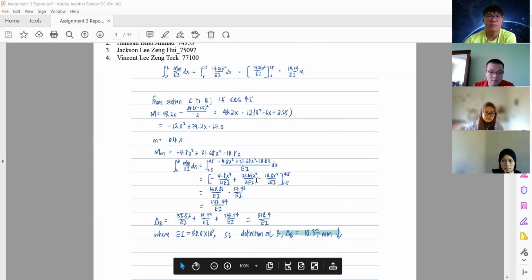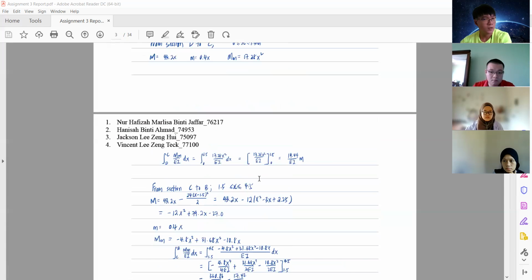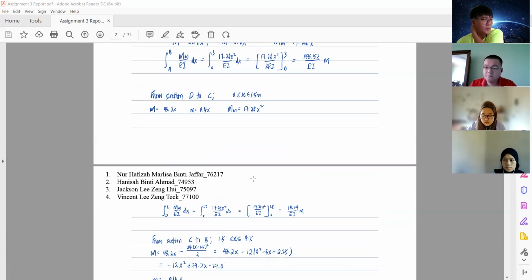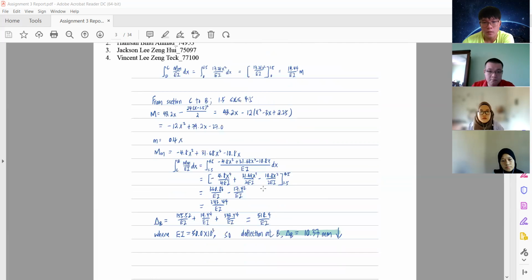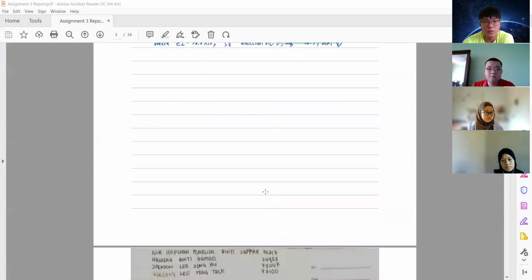Any problem, any point that you don't understand for question 1? If not, then we will proceed to question 2.